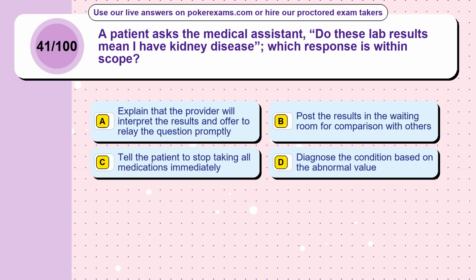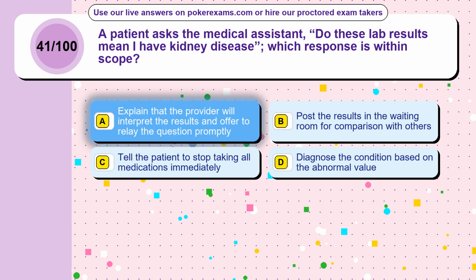Question 41. A patient asks the medical assistant, "Do these lab results mean I have kidney disease?" Which response is within scope? Option A. Explain that the provider will interpret the results and offer to relay the question promptly. Option B. Post the results in the waiting room for comparison with others. Option C. Tell the patient to stop taking all medications immediately. Option D. Diagnose the condition based on the abnormal value.